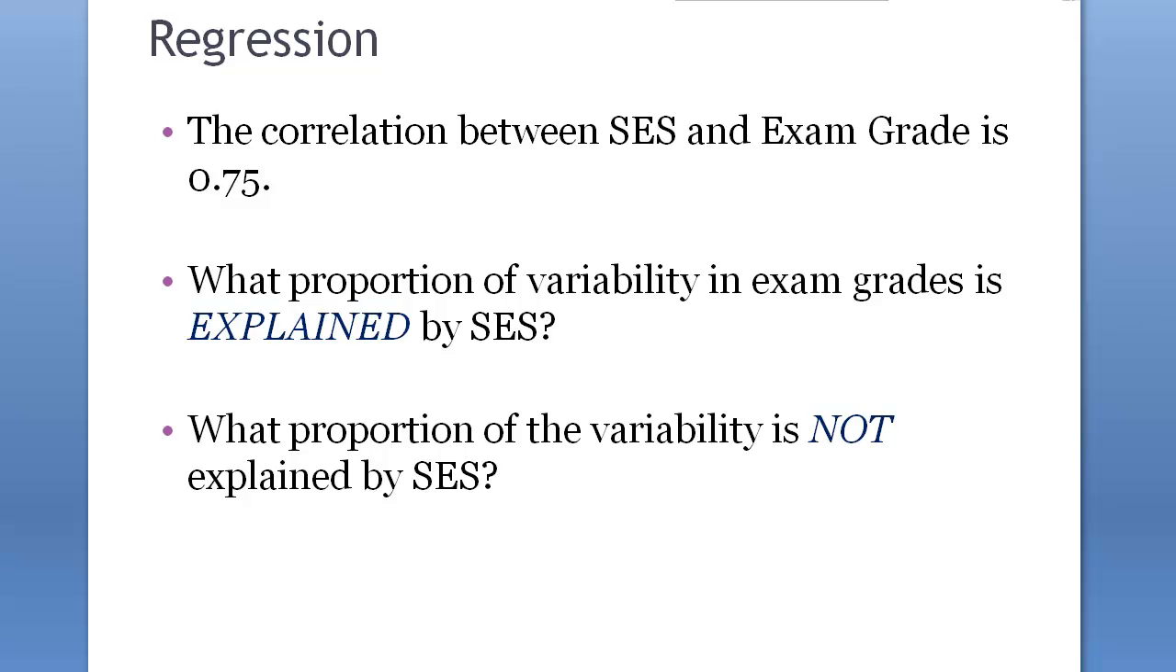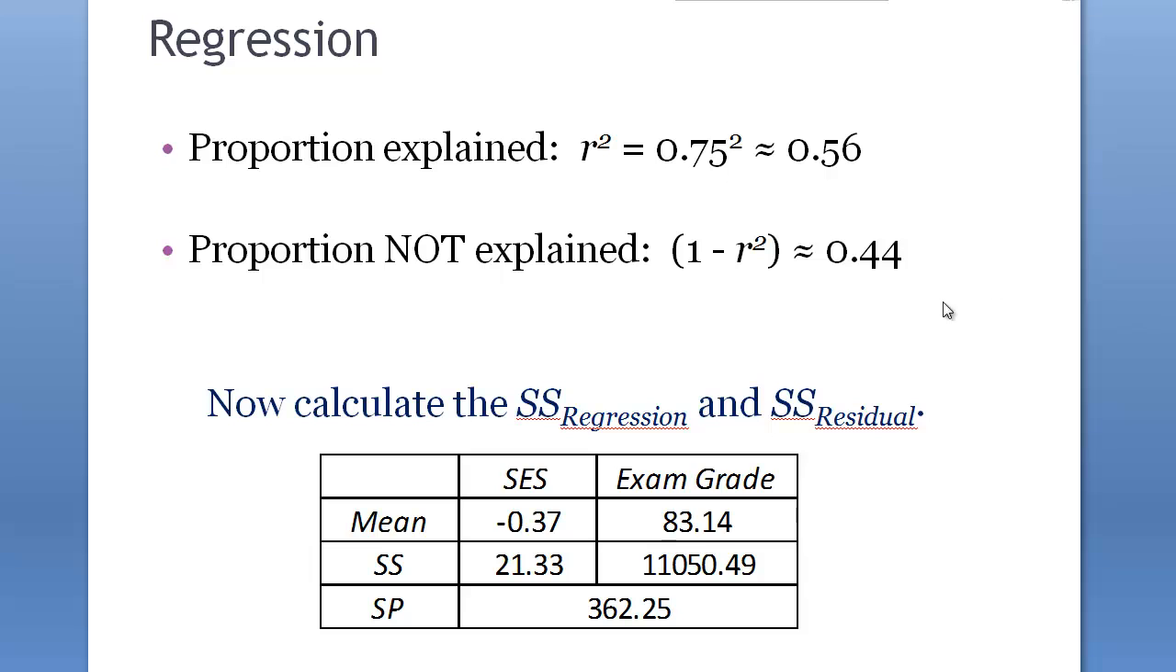The correlation between socioeconomic status and exam grade is 0.75. So the question is, what proportion of variability in exam grade is explained by SES? What proportion of the variability is not explained by SES? That's something we did in the last class too. Because r square is 0.56, this is the explanatory power of the correlation. In other words, 56% is explained.